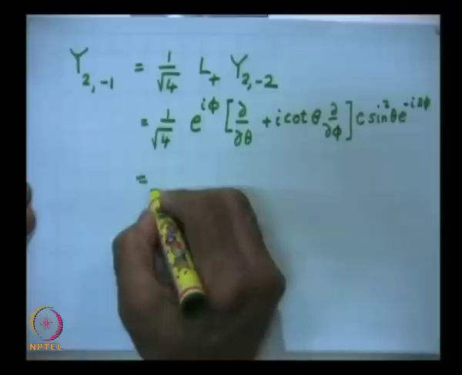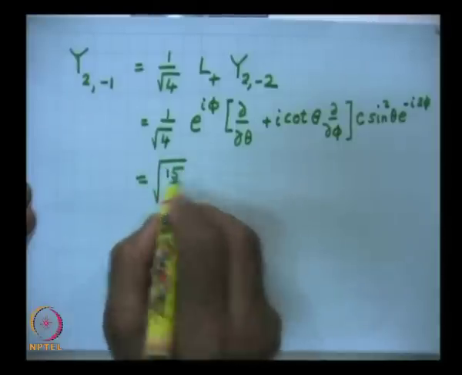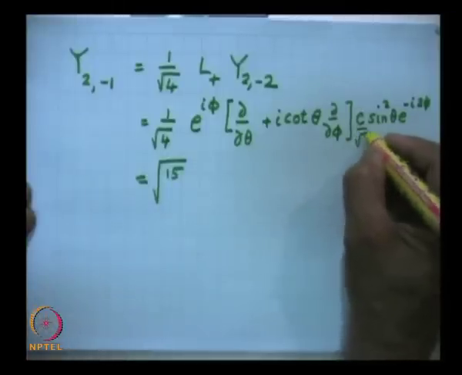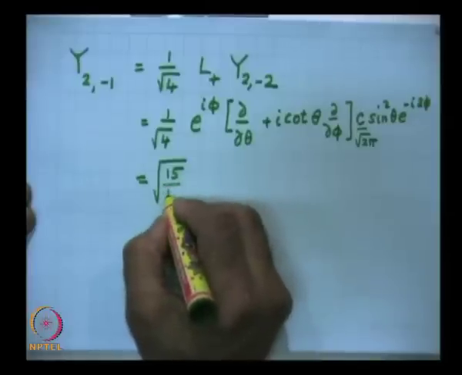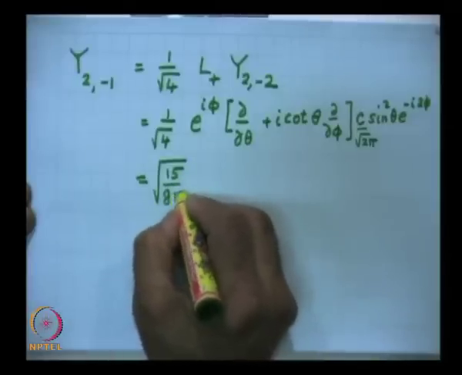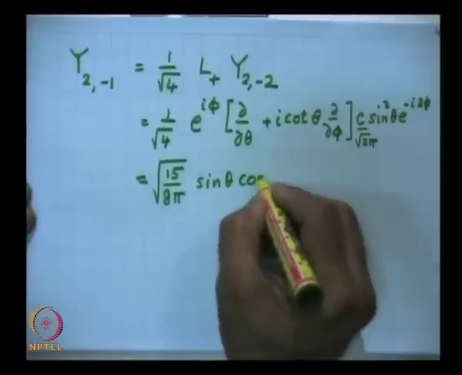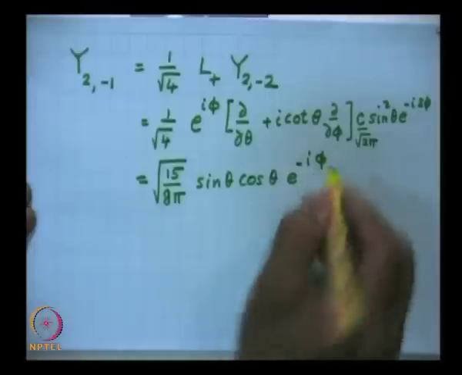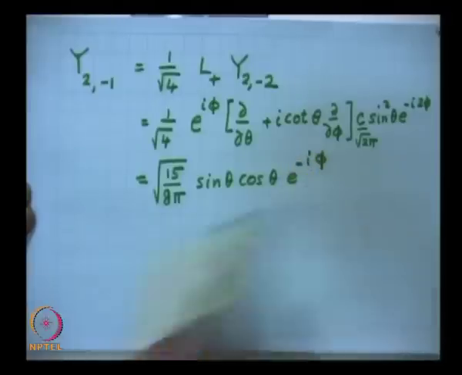and if you work this out, then you will get Y 2 minus 1. This is a very simple problem, into 15 by 2 pi. So, the final result will be, it is a very simple exercise, 15 by 8 pi sin theta cos theta into e to the power of minus i phi. You see, because m is minus 1, therefore, it will be e to the power of minus i phi.